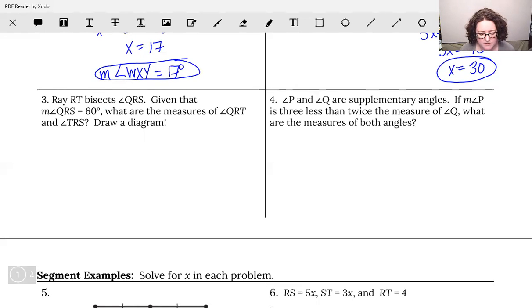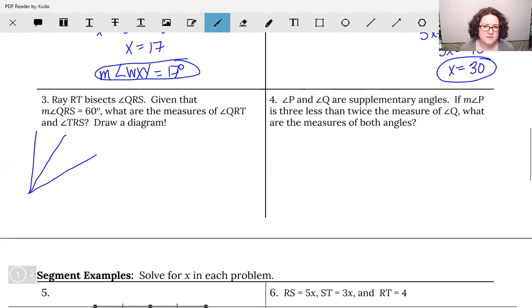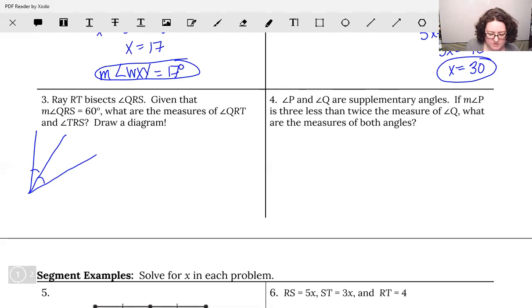Okay, so number 3, ray RT bisects angle QRS. Wait a second, that's kind of like what we were doing in our constructions last class. So if I'm going to bisect an angle, that means I'm cutting it perfectly in half. So cutting my angle in half, how do I mark congruent pieces again? Okay, use an arc. I'm going to go ahead and label my letters so I know what's what. So ray RT bisects QRS.